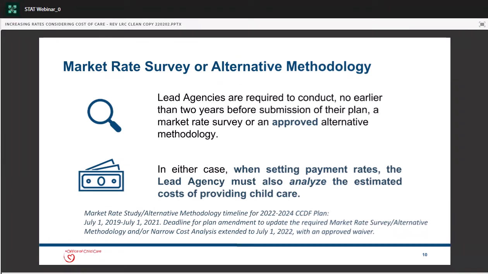Market rate survey or the alternative methodology, regardless of which approach you select, the required elements of the narrow cost analysis must always be done. Timeframes for the data gathering for the fiscal year 22-24 plan are listed at the bottom of the slide, along with the deadline to complete your work if under a waiver. This means that your market rate survey or alternative methodology are complete, as well as the analysis and the detailed report. Next slide.